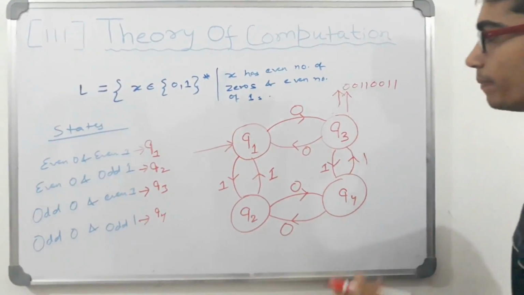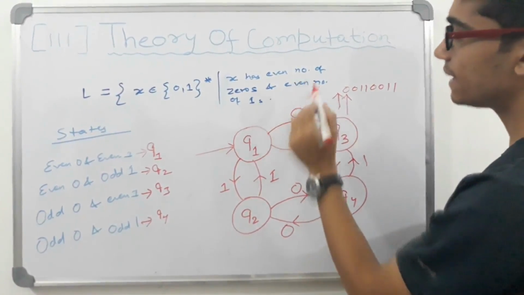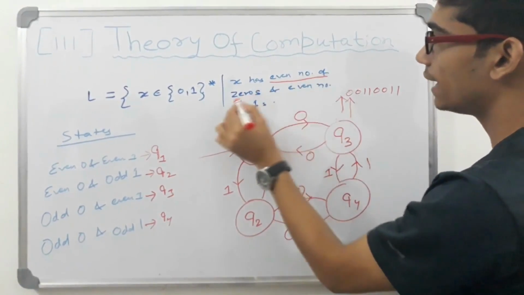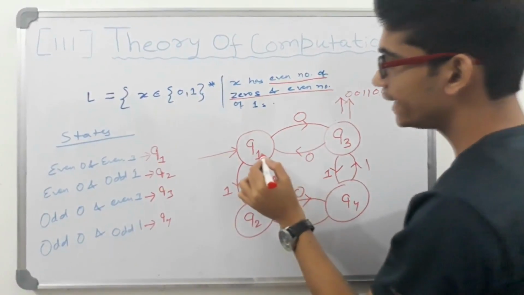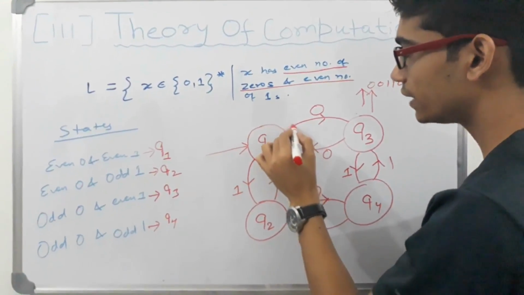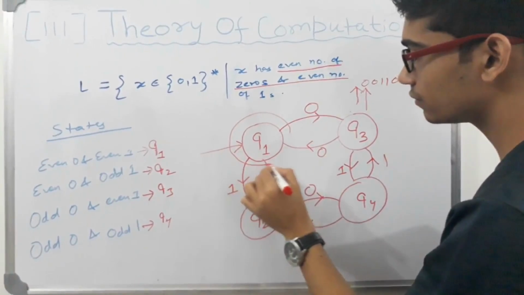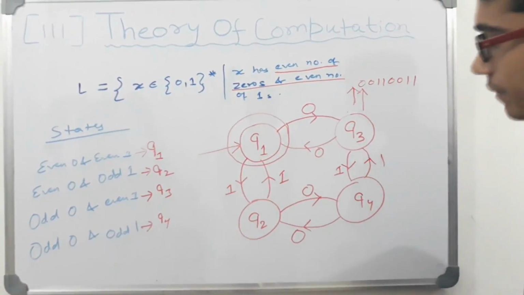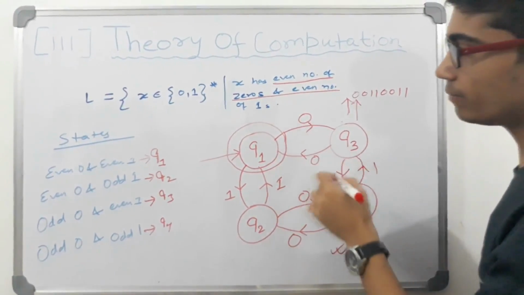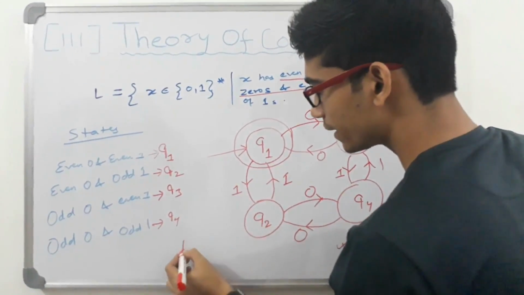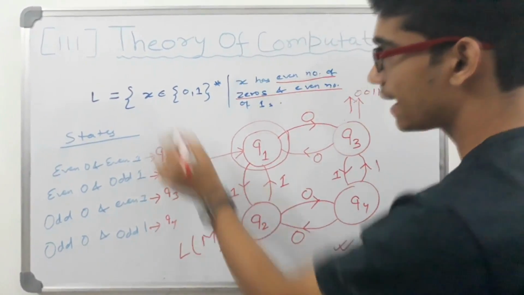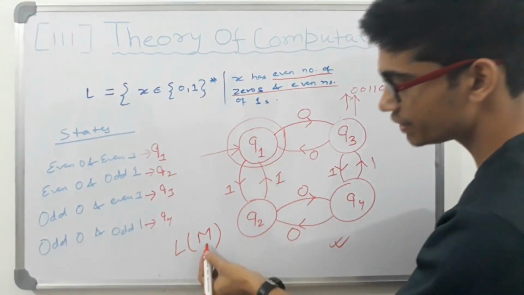The state transition diagram. Now, we have to accept those strings which have an even number of zeros and an even number of 1s. State q1 is having even 0 and even 1. So let us make this state a final one. Okay, so this way we have completed the transition diagram and we have drawn a model. This model we can write as L(M).